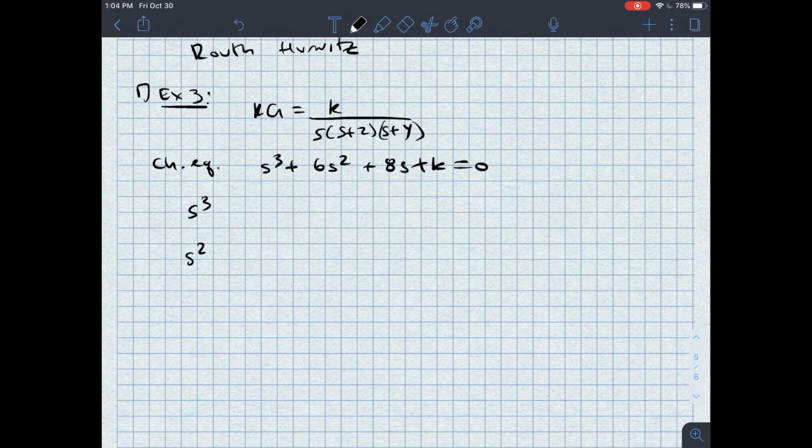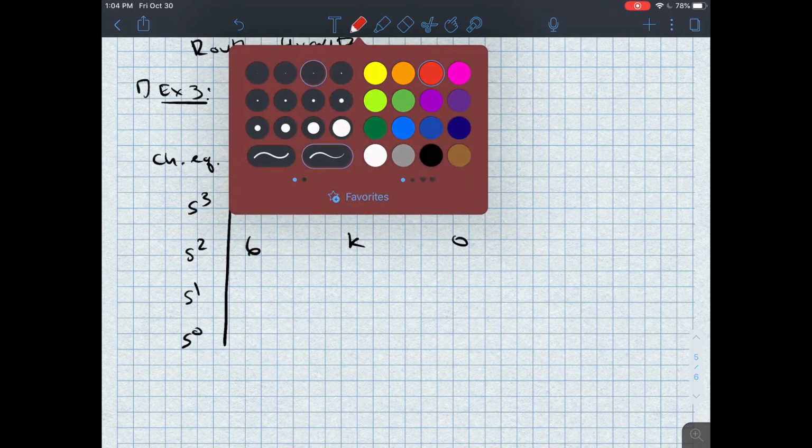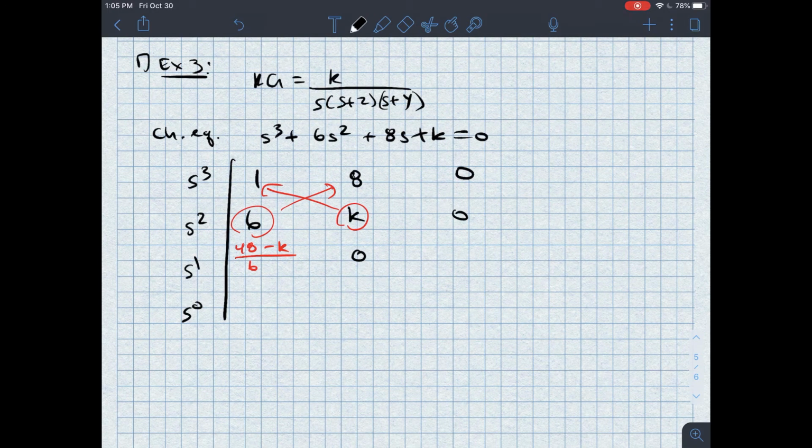I've got S cubed, S squared, S to the first, S to the zeroth, and then I've got to construct this Routh array. I first start by taking the coefficient of S cubed, that's 1, and then the coefficient of S to the first, which is 8. And then I have 0. Then I'll take the coefficient of S squared, that's 6, and the coefficient of S to the zeroth, that's K. And then I will go ahead and solve from there. In order to get my next item, I've got 6 times 8, so that's 48, minus 1 times K, so minus K, all divided by the original value, that's 6. The next item in this row is 0, and then the final item in the S to the zeroth row is going to be K, using the same method.